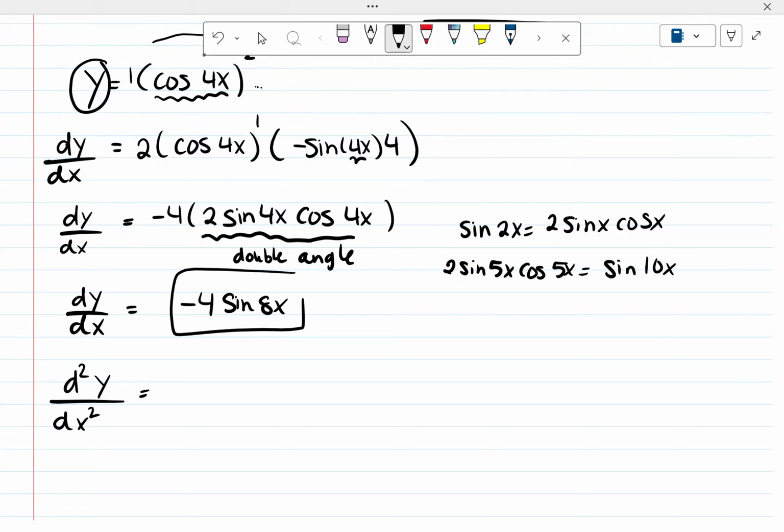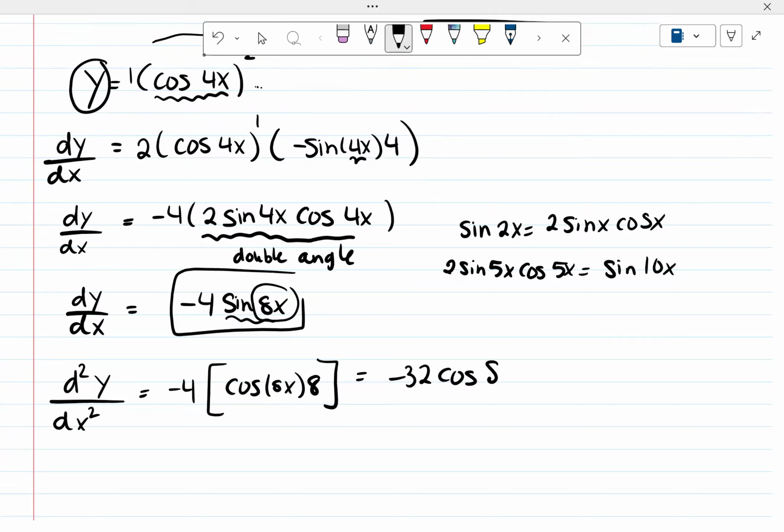This is not too bad. So -4 is a constant, so just take it out. And then what's the derivative of sin of 8x? You use chain rule, right? So first off, the derivative of sin is cosine of 8x, and then what is the derivative of 8x? It's 8. So when you put that all together, you can multiply 8 and -4, which becomes -32 of cosine of 8x.